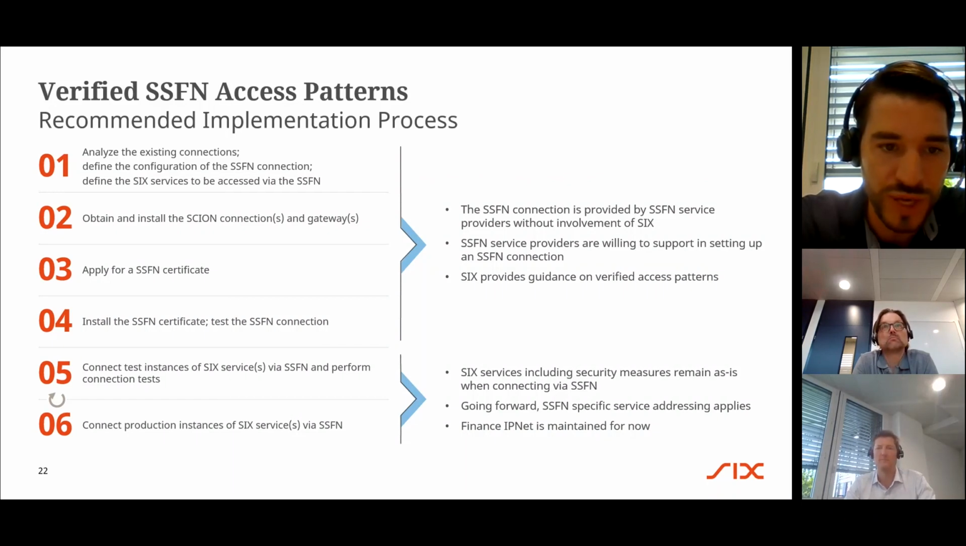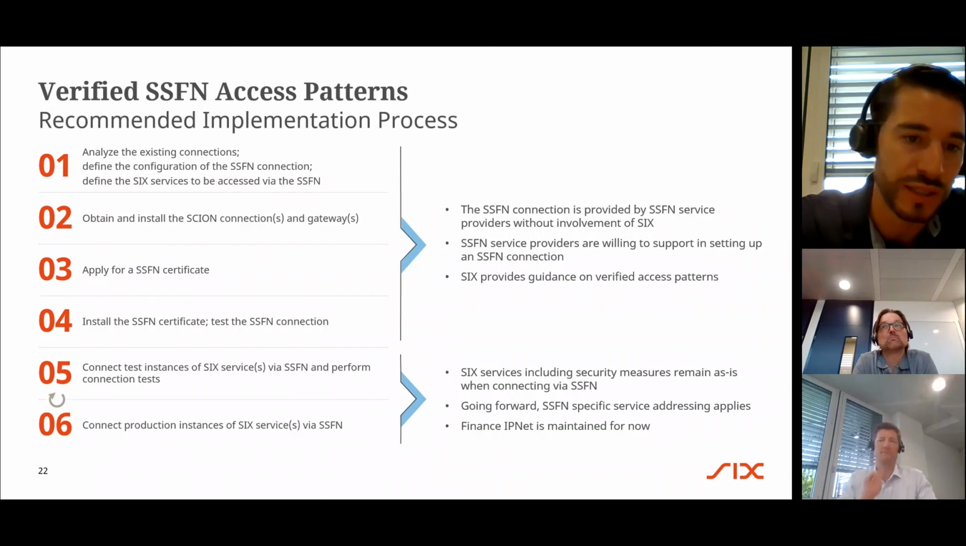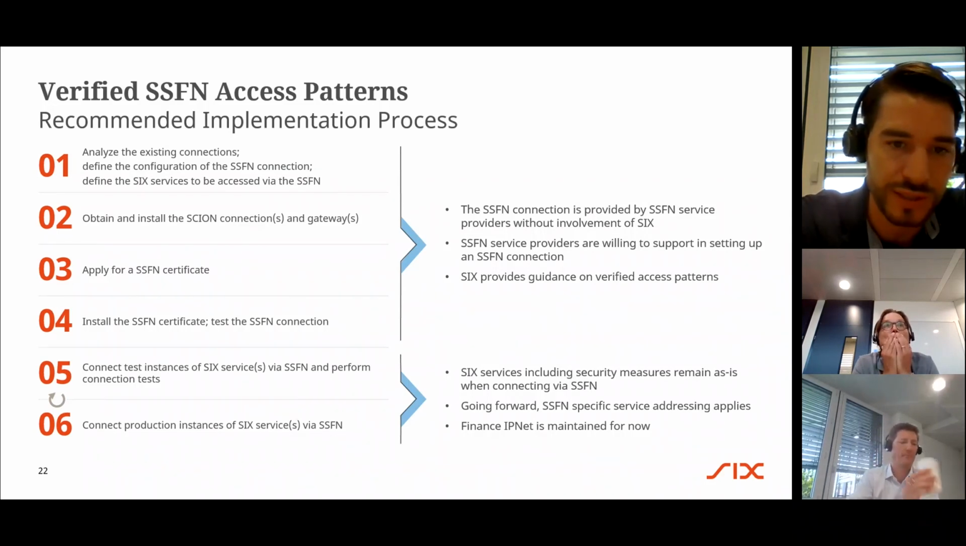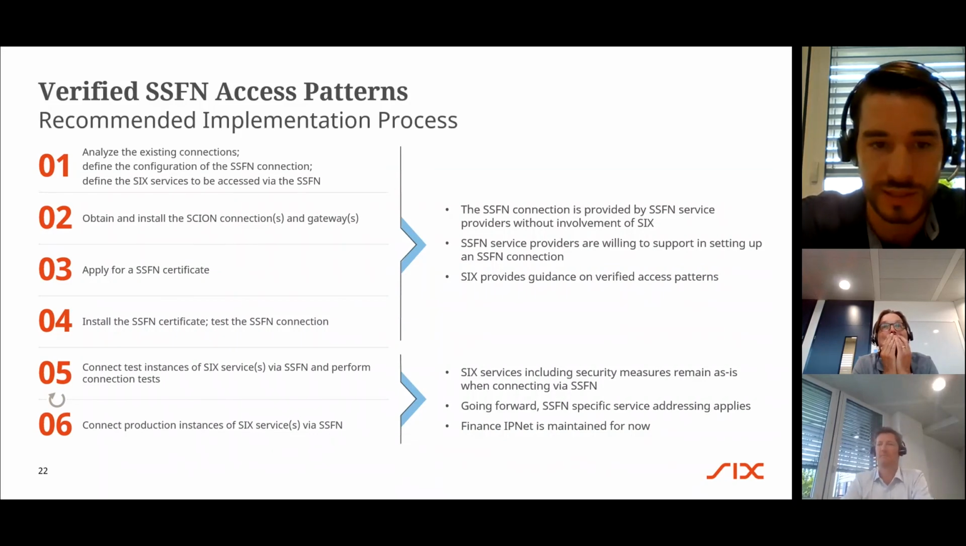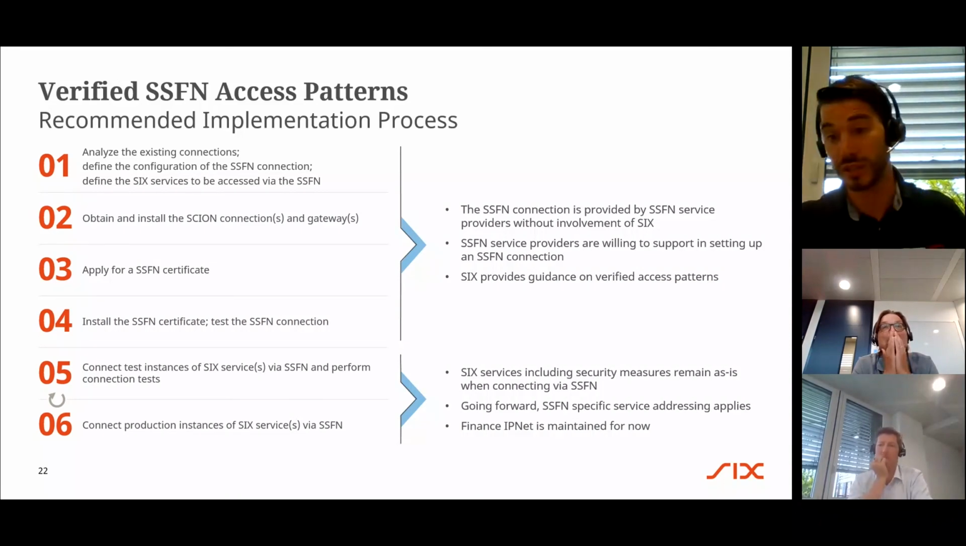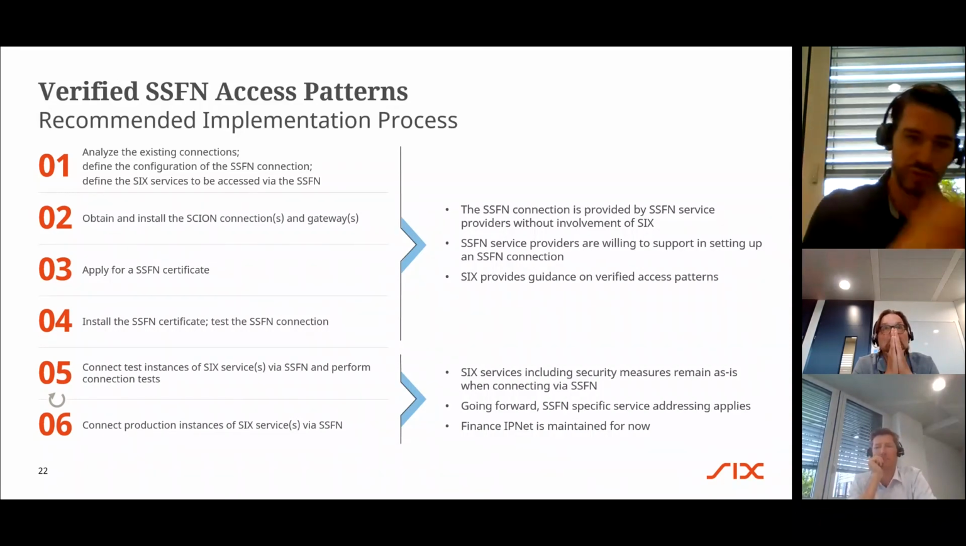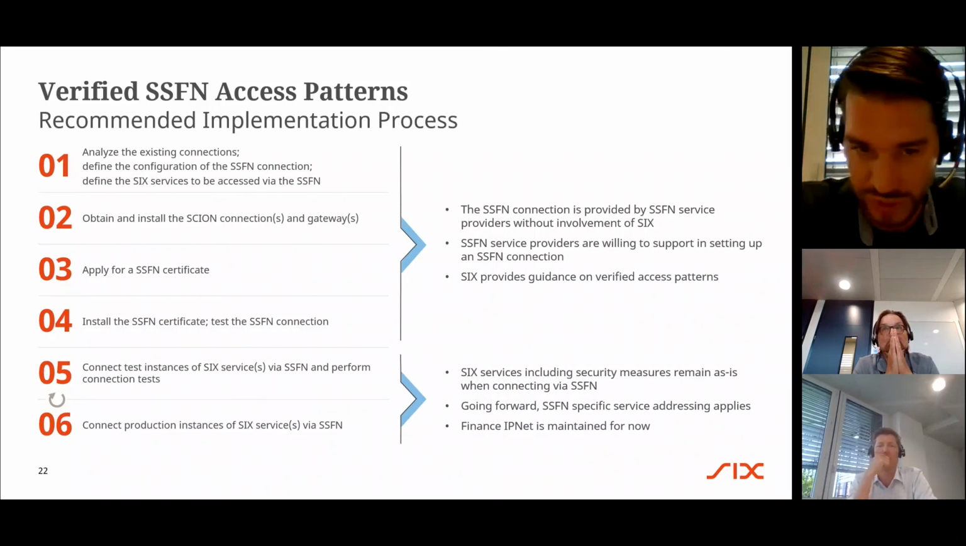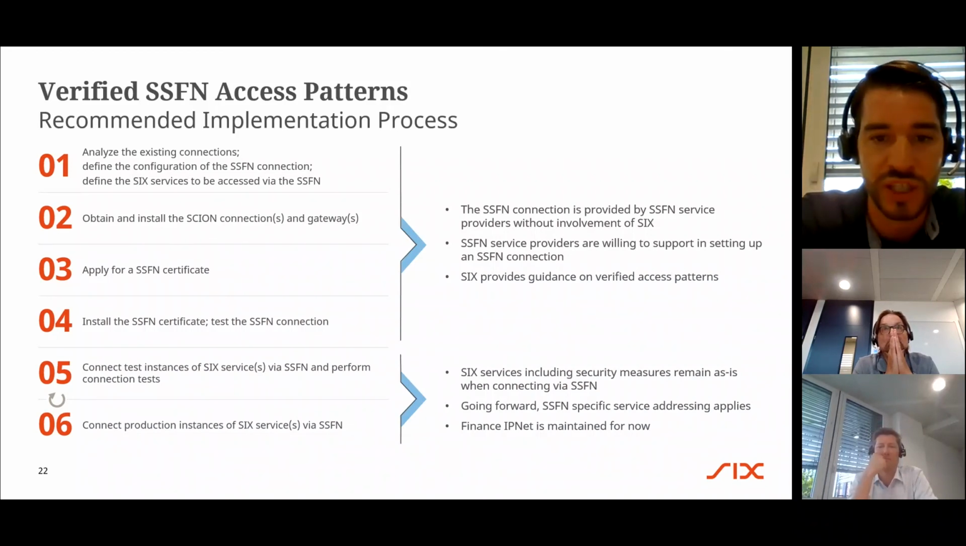Once the infrastructure is ready, it's about migrating services that you have, and that's then a recurring process of connecting a test instance, making sure it works, having some operational time until you switch production. So that's the usual process of service migration. And I think that's pretty individual for every participant.